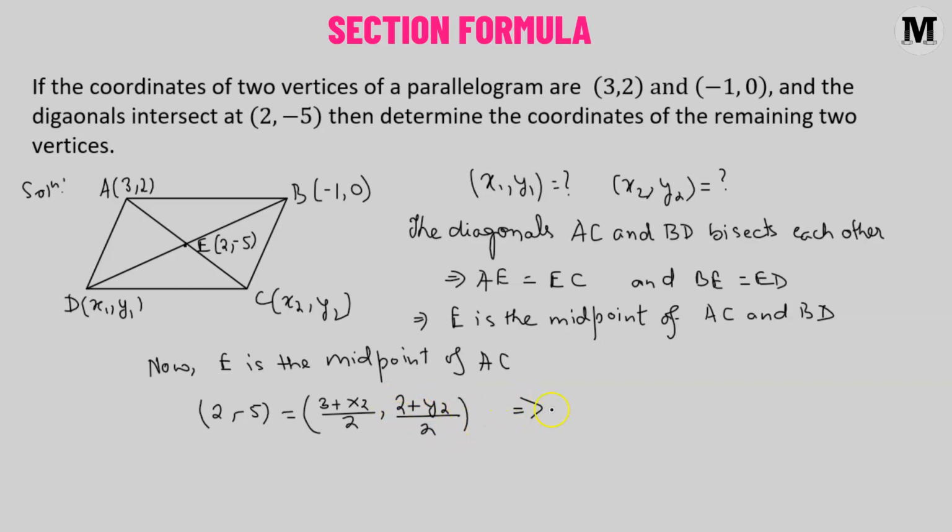Now let's equate them. So we have (3 + x2) divided by 2 equated with 2, and (2 + y2) divided by 2 equated with -5, such that we now get the value of x2 equal to 1, and the value of y2 equal to -12. So we have obtained the coordinates x2, y2. Let's note it down. C has the coordinates (1, -12).